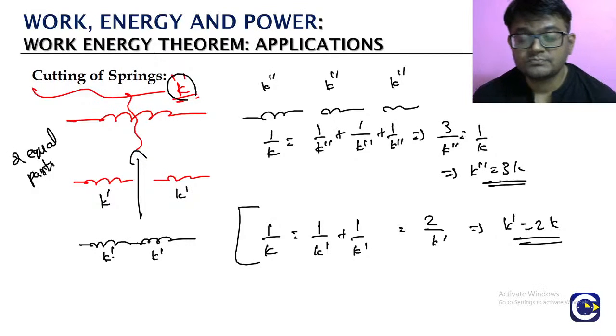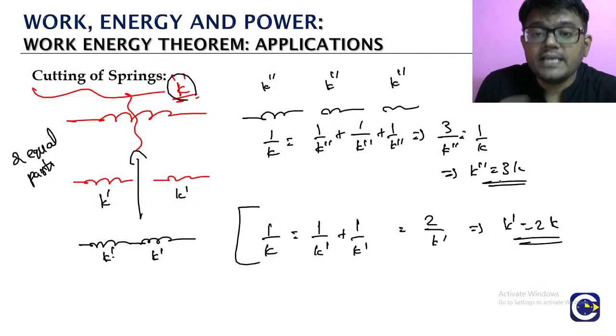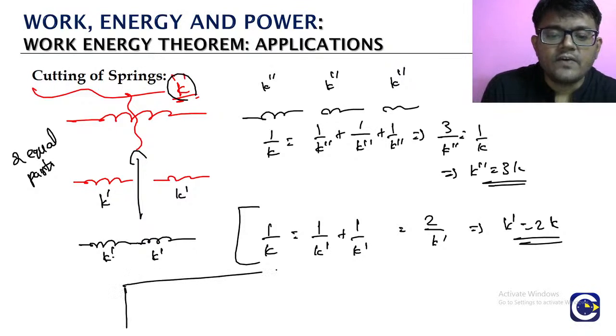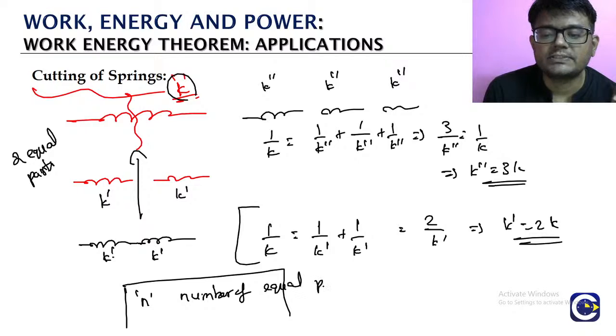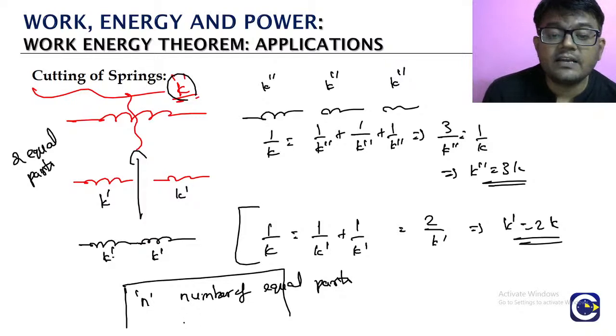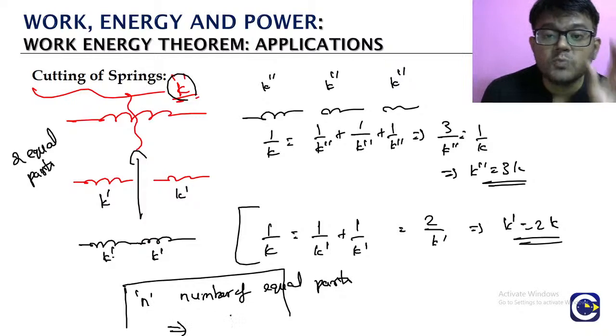3 times K. Okay. Now the idea is, if you divide this into 10 equal parts, each of these small springs will have how much spring constant? 10K, right? If you generalize it, we say that we are dividing the spring into some n number of equal parts. N can be any general number. It may be 2, 3, 5, 10, it can be anything. Then each of these small springs will have a spring constant equal to n times K.